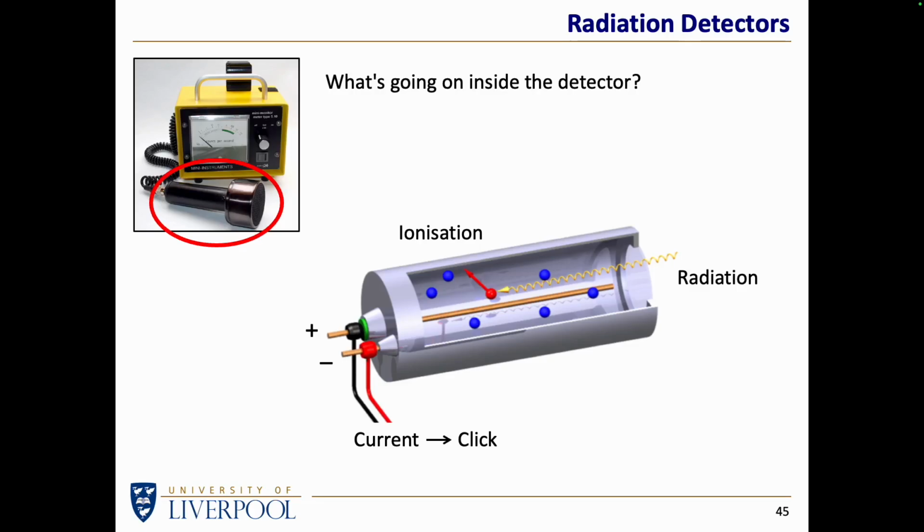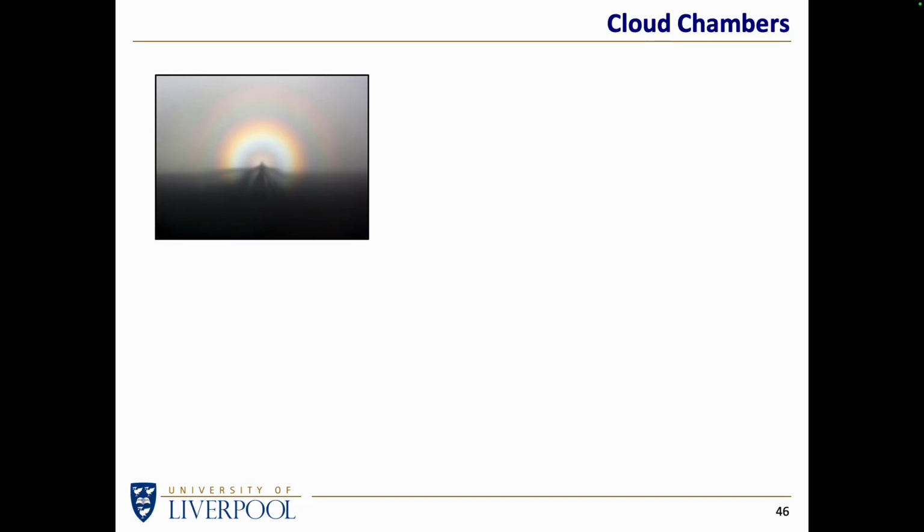So you can see that we can't really tell what the particle is. All we know is that something has arrived by the fact that we hear a click when the Geiger counter registers that a particular atom, or a collection of atoms, has been ionized, and leads to a small current. What about the cloud chamber?